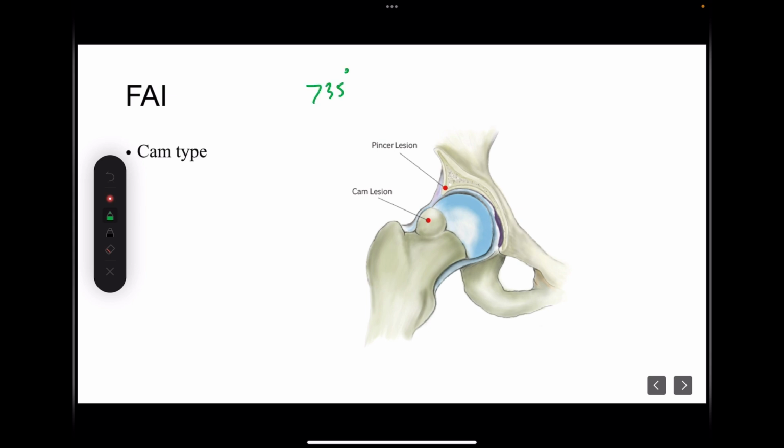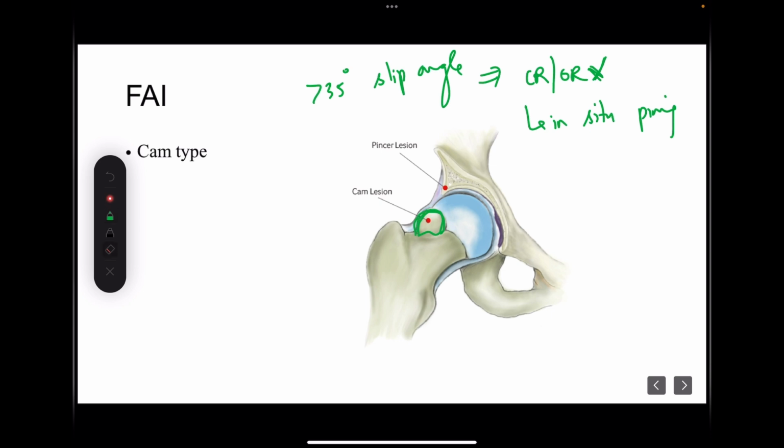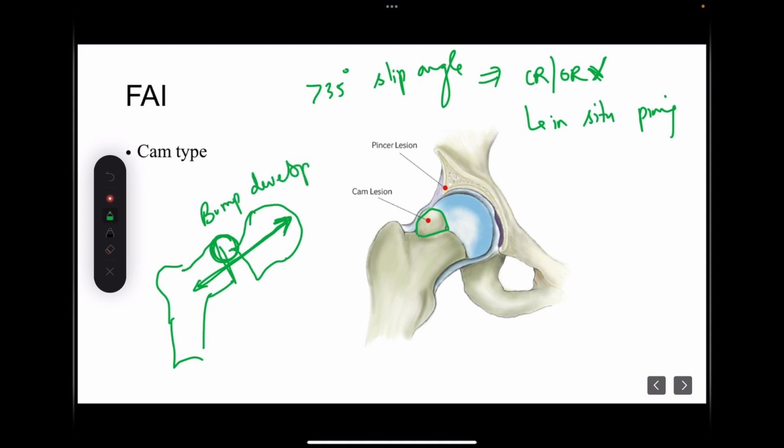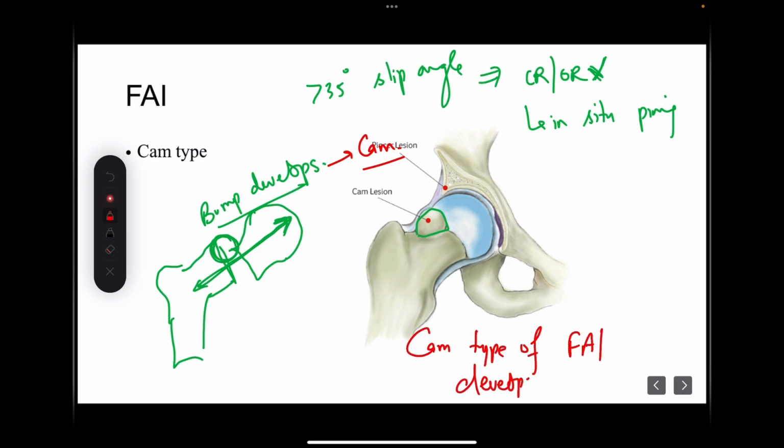I already told you, whenever the slip angle is more than 35, and if we are not reducing, if reduction is not done and in situ pinning is done, in this case a bump can develop over this region. Why is it so? Because if this is a femoral head and the metaphysis was slipping in this direction and we fixed it in this direction only, this is where the bump develops. And this bump is the cam. So cam type of FAI develops in SCFE.